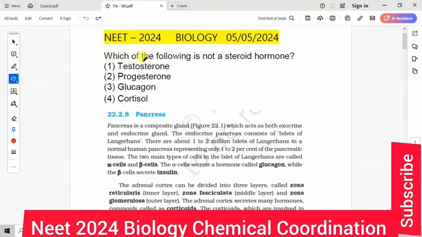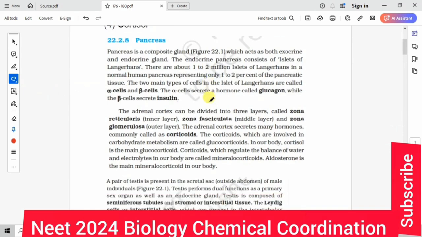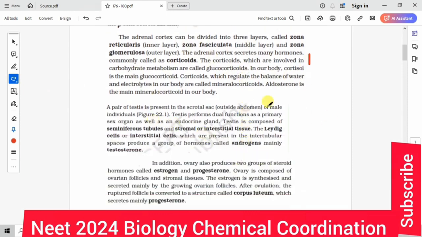Which of the following is not a steroid hormone? And the answer is option 3, glucagon. Glucagon is not a steroid hormone. You can see the NCERT statements regarding the topic known as pancreas and glucagon, insulin, etc. And this is from the chapter known as chemical coordination. Thank you.